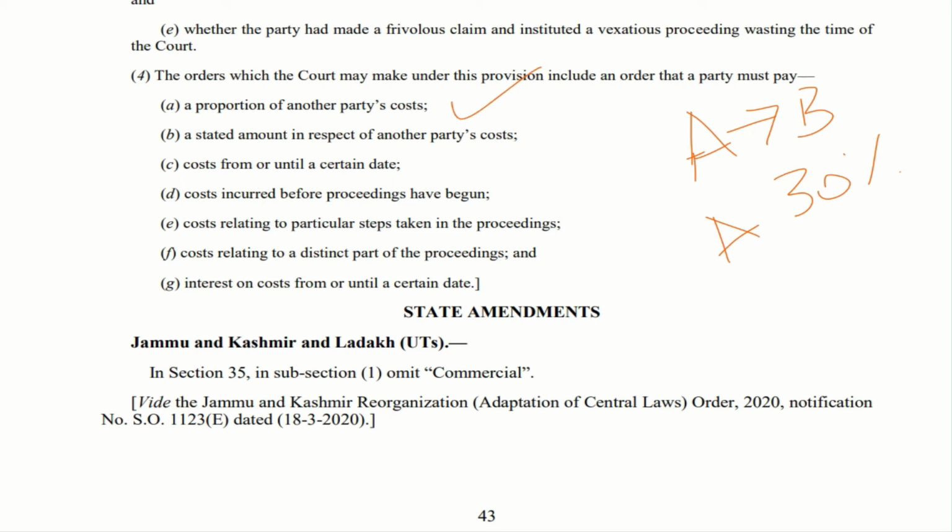Proportion of another party's cost. So 30% of whatever cost B has incurred, A has to pay. This is the first point. Let us move to the second point.